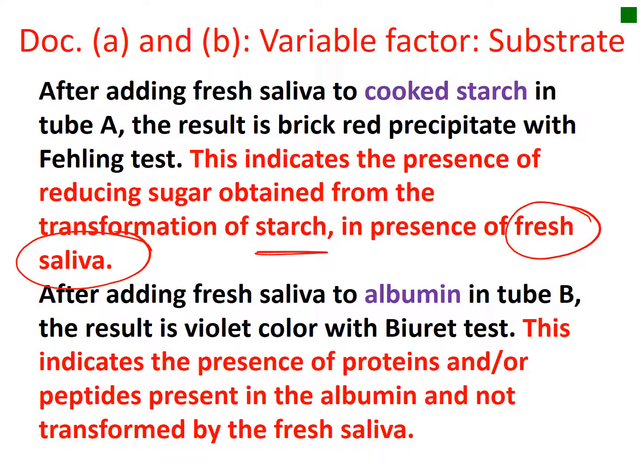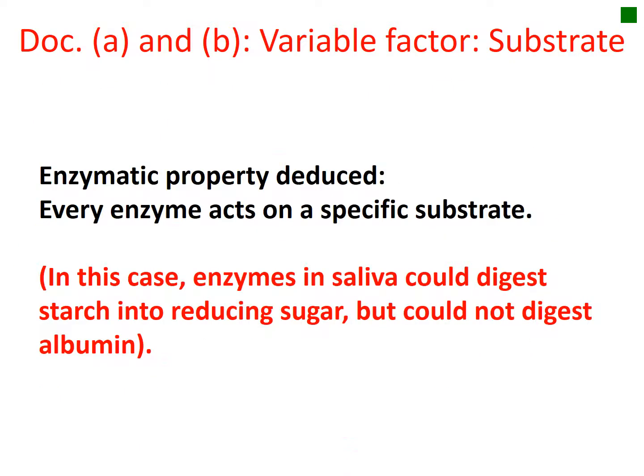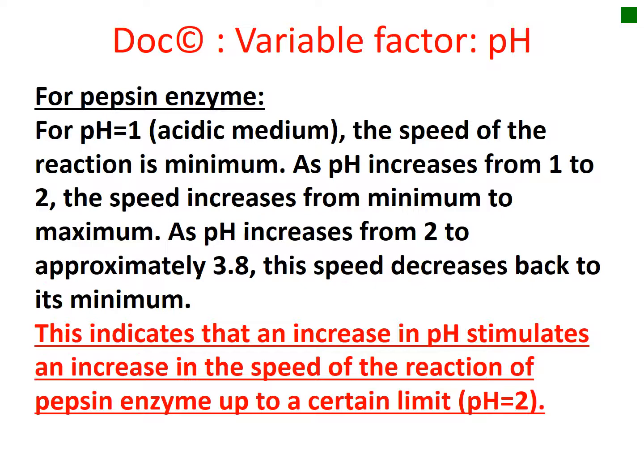While after adding fresh saliva to albumin in tube B, albumin is a protein, the result is a violet color with biuret, meaning that there are still proteins and polypeptides not transformed by fresh saliva, meaning that fresh saliva doesn't work on the protein. So the enzymatic property deduced here is that every enzyme acts on a specific substrate. Enzymes in saliva can digest starch but not albumin.